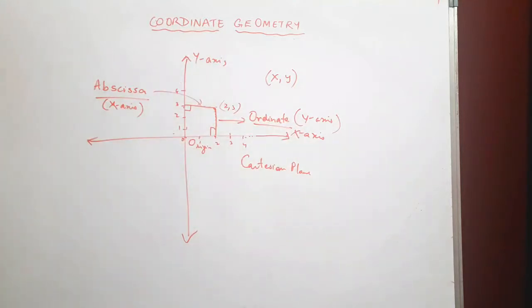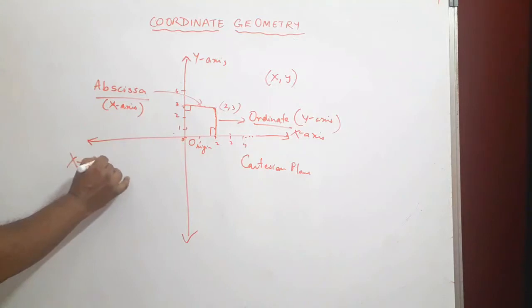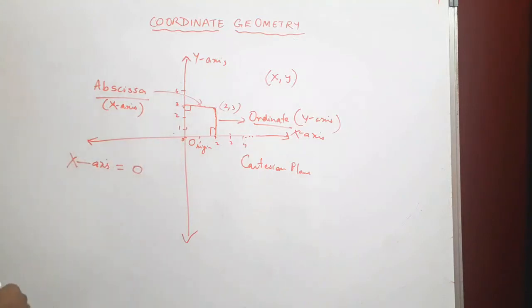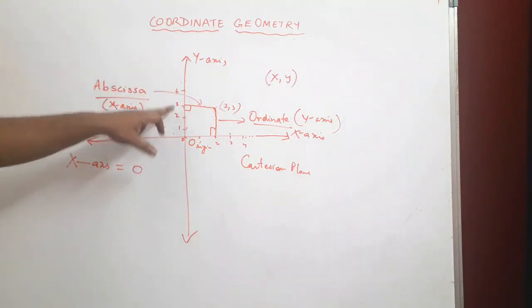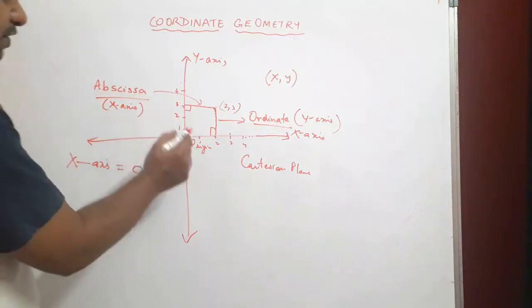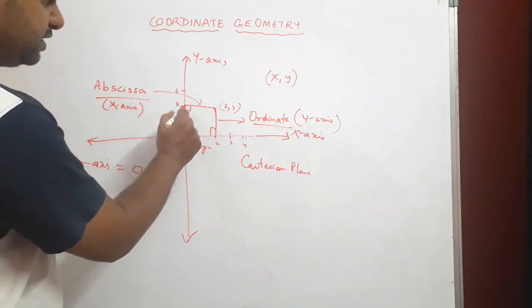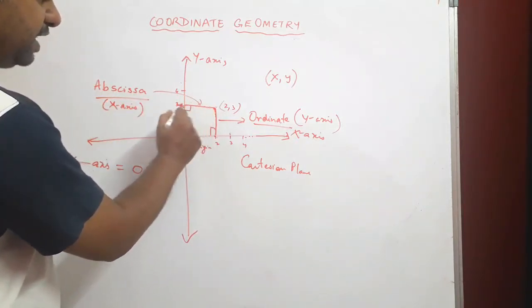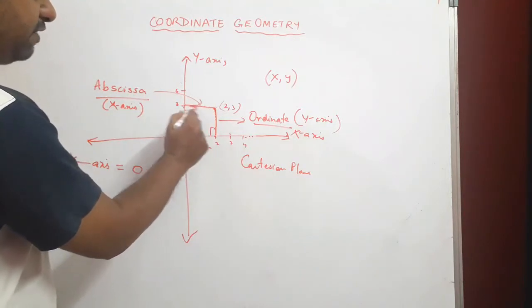Now, when does the x-axis become 0? Think about it. When does the x-axis become equal to 0? See, what we refer to as the x-axis? This, right? This line. Okay. When will it become 0?